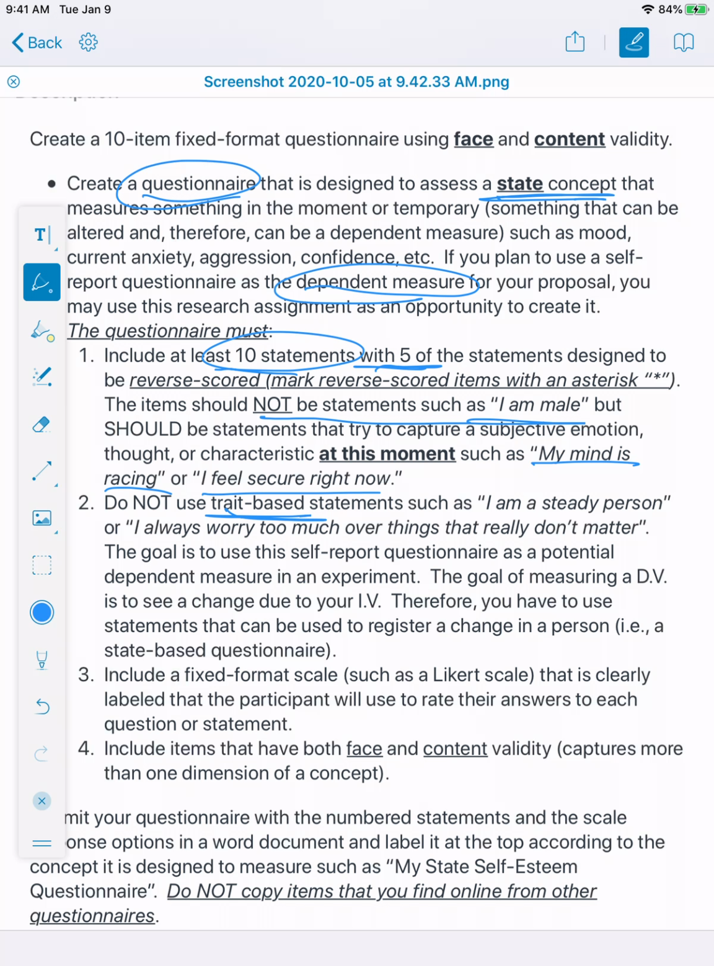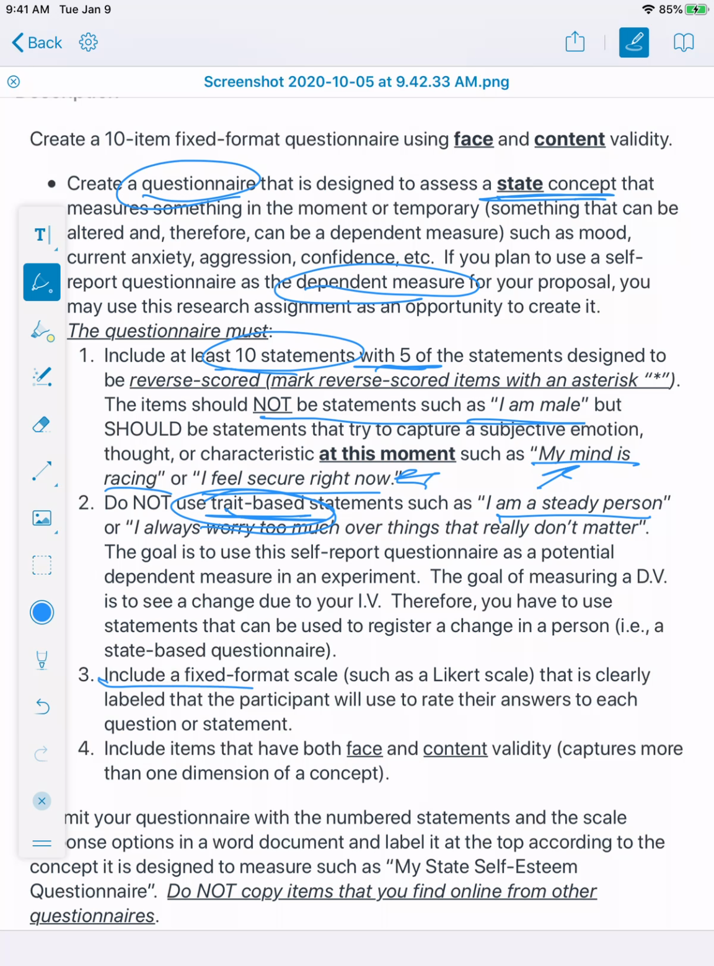Now, if I were going to do a reverse statement of my mind is racing, I might say my mind is at ease or my mind is peaceful. I feel secure right now. A reverse version of that kind of statement would be I feel very insecure right now. So you can see how a reverse coded item should be. Now remember, we don't want those trait-based statements. I am a steady person. Nope. That refers to months, weeks, a lifetime. I feel steady right now would be the example of a state questionnaire.